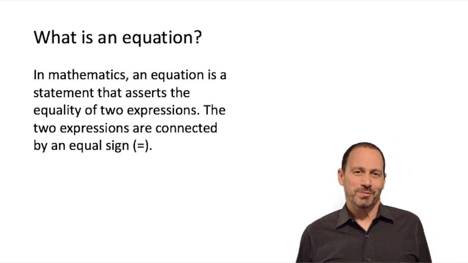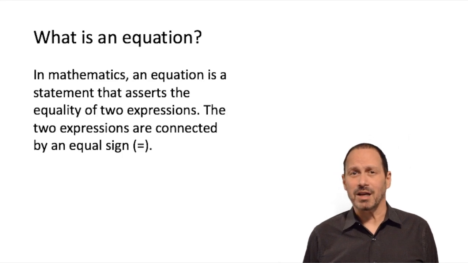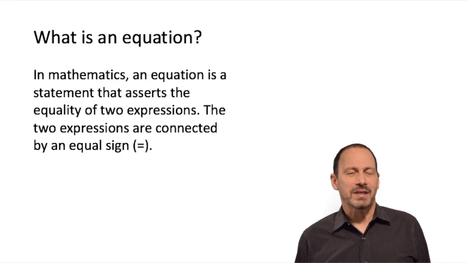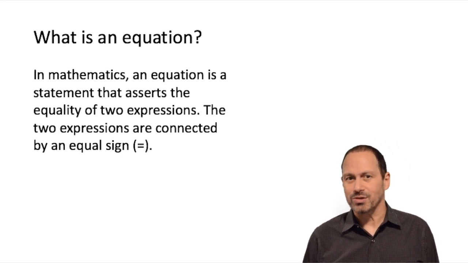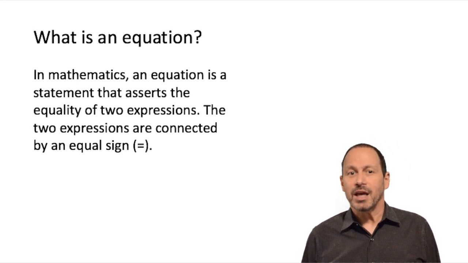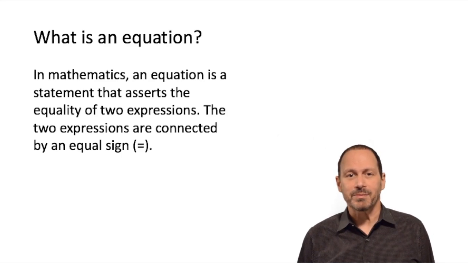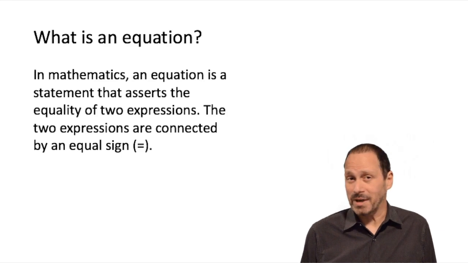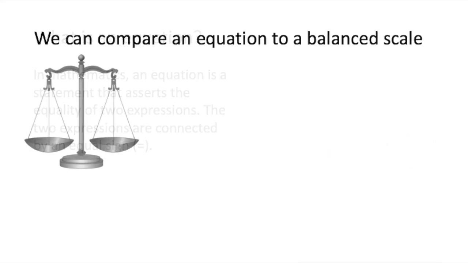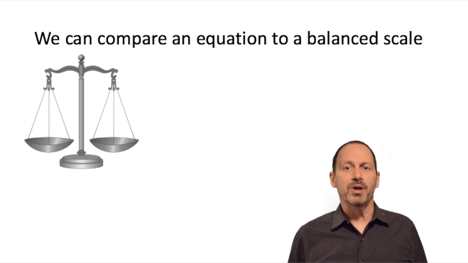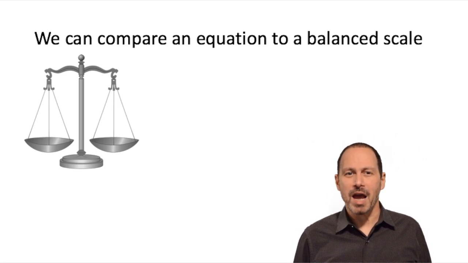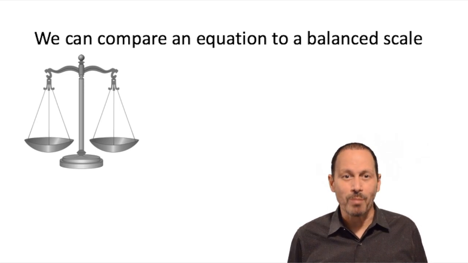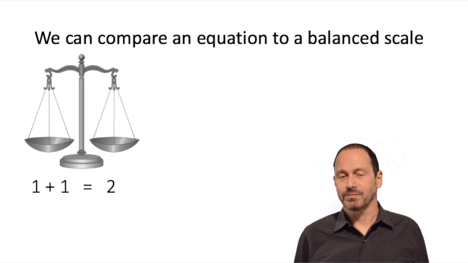What is an equation? In mathematics, an equation is a statement that asserts the equality of two expressions. The two expressions are connected by an equal sign. That's an equation in mathematics. We can compare an equation to a balance scale. Let's say we have the equation 1 plus 1 equals 2.